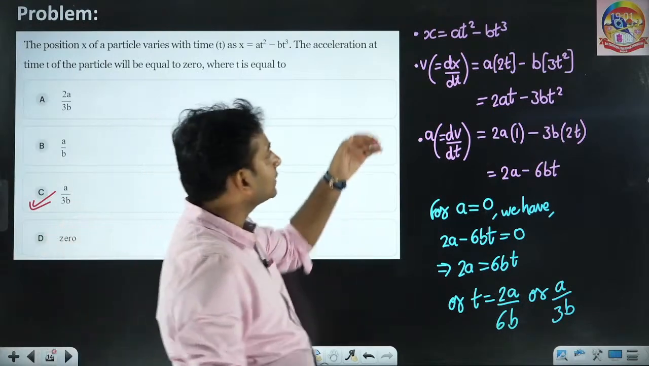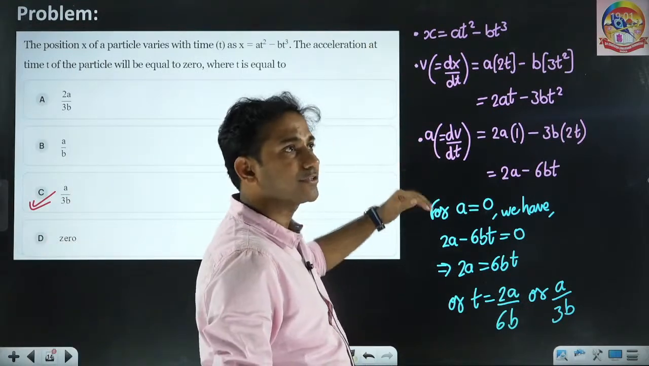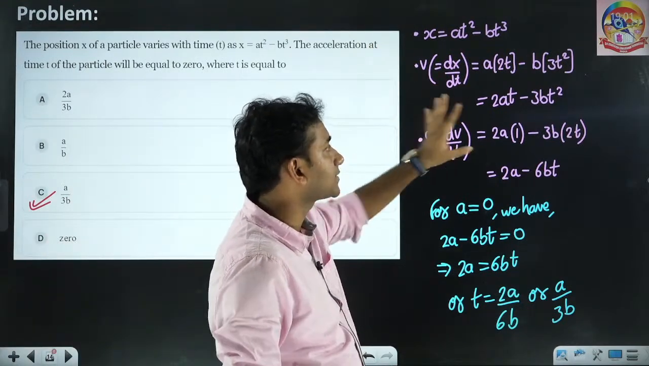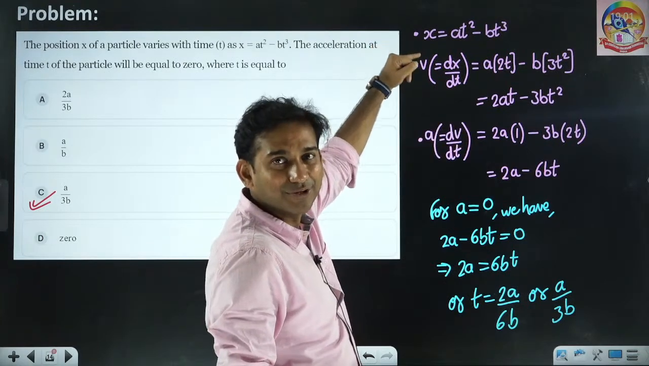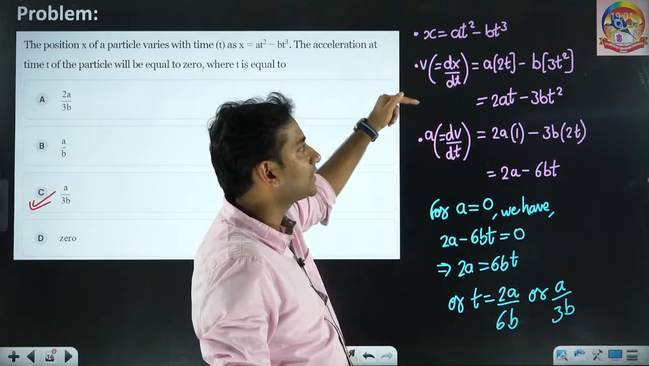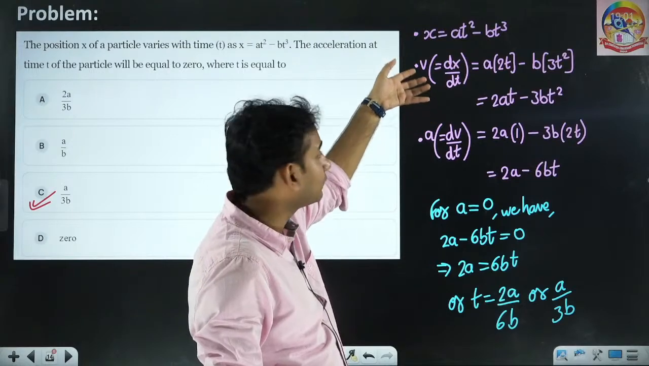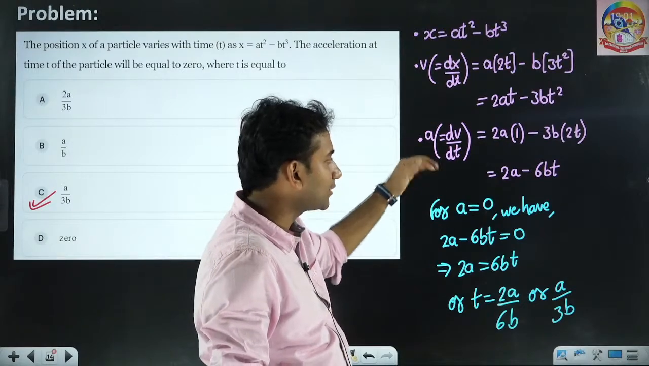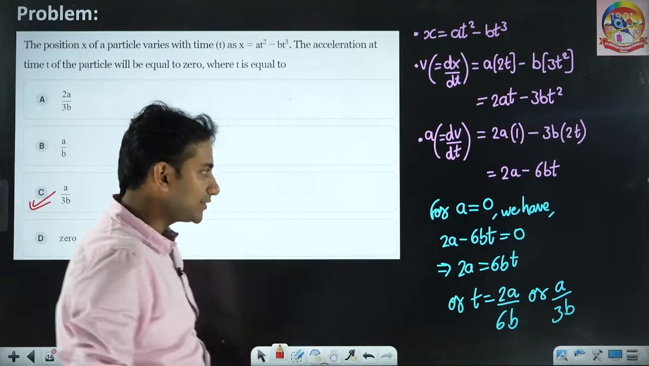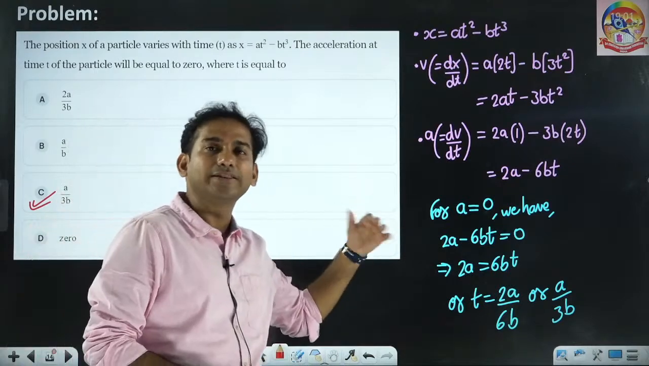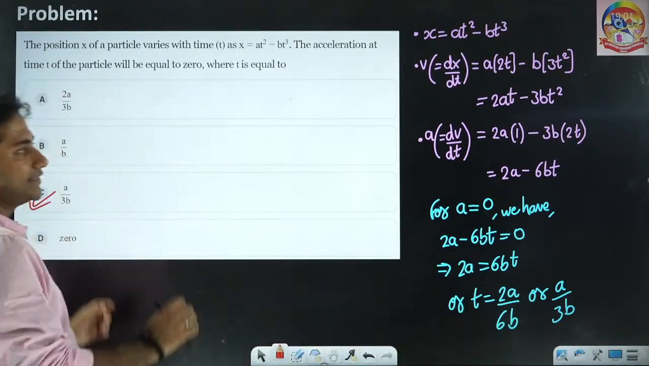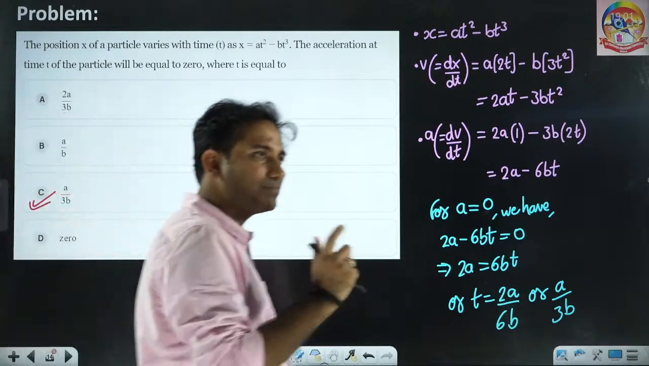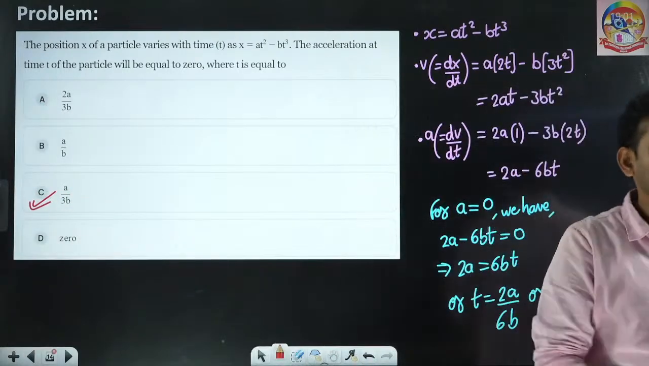Any doubts? See, sequential differentiation. Very simple addition and subtraction rule only. They gave you position, you differentiated it, you got velocity. Differentiated once again, you will get the acceleration, and hence they are asking you when the acceleration will be 0. Easy questions. These are also NEET PYQ.